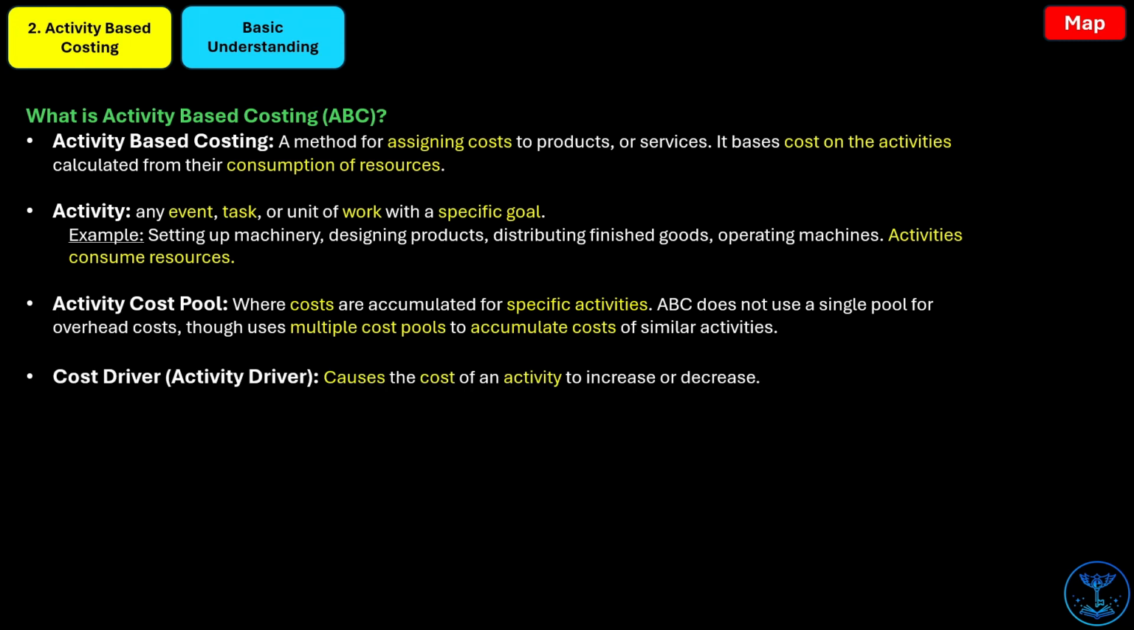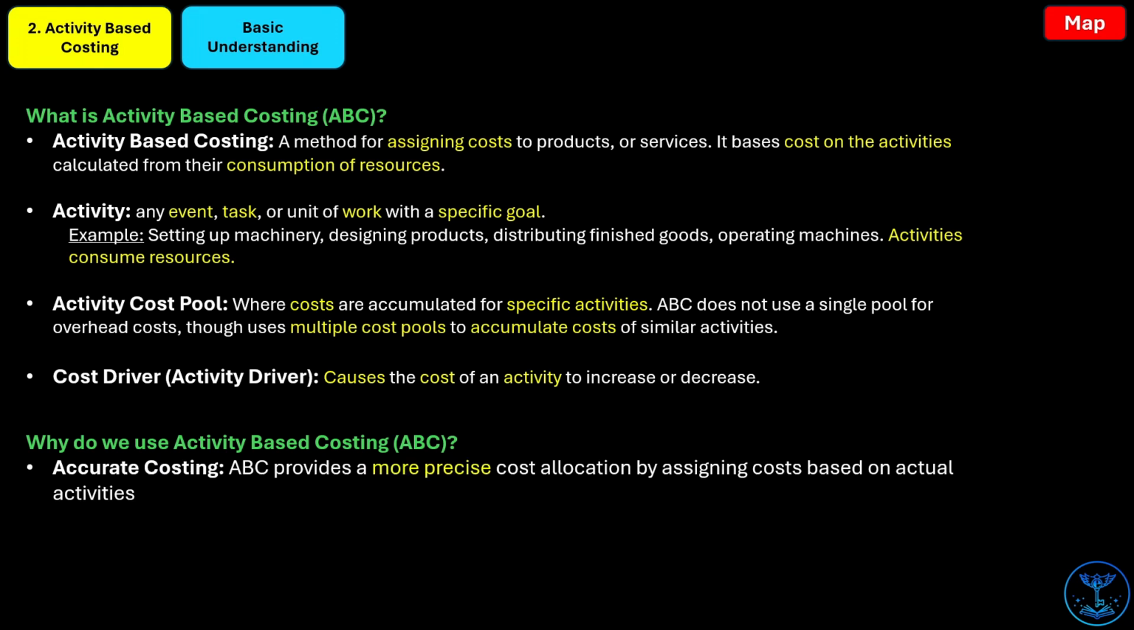So a cost driver causes the cost of an activity to increase or decrease. And so why do we use activity-based costing? What is its purpose? Well, it's for accurate costing. ABC provides a more precise cost allocation by assigning costs based on actual activities.